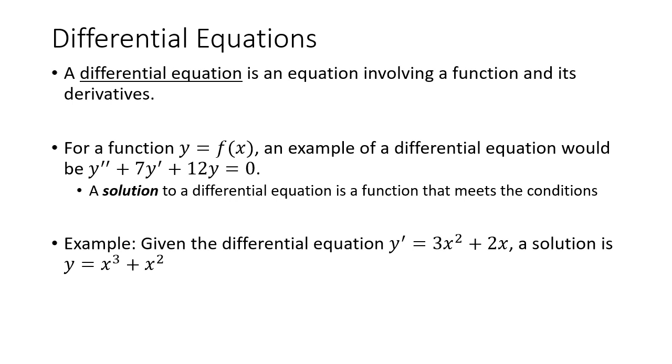So for differential equations, an example of one is y double prime plus 7y prime plus 12y equals 0. Some details you'll learn later about. This is a second order homogeneous differential equation. Now, an example of a solution would be y equals e to the negative 4x plus e to the negative 3x. That's not the only solution. However, you are welcome to check. If you take the derivatives and plug them in, it will match with the differential equation.